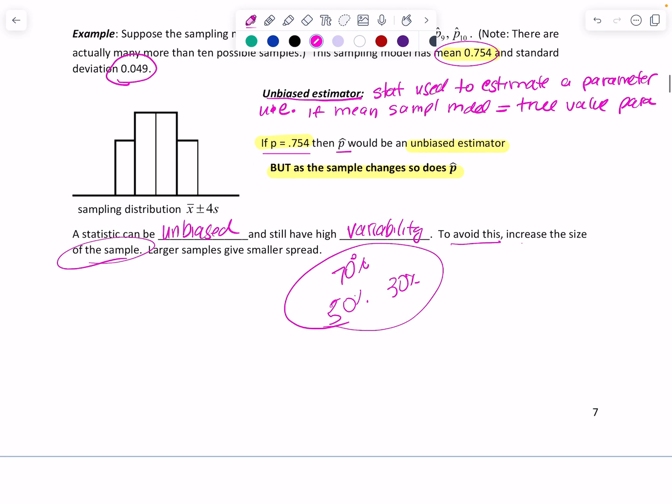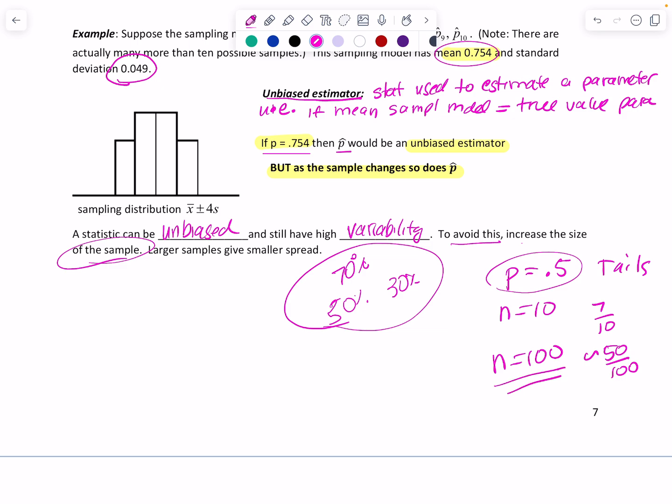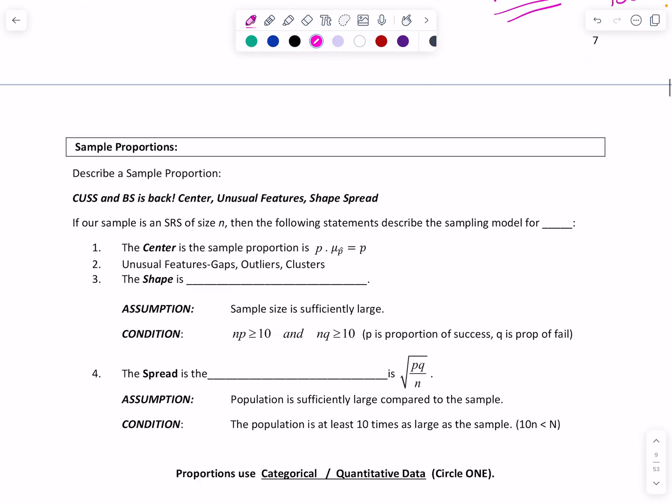The reason is, let's flip a coin. The probability of getting tails is 50%. If I flip the coin 10 times, it's very likely that I could get 7 out of 10 tails. So if I just ask 10 people, I might get 70% like that. But if I flip it 100 times, there's no way I'm going to get 70 out of 100. I'm going to get something very close to 50 out of 100, because the sample size is much bigger and I'm reaching my true probability, my true population.